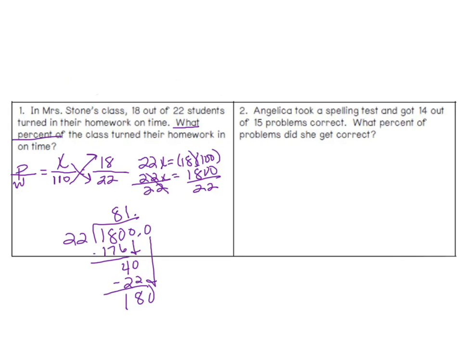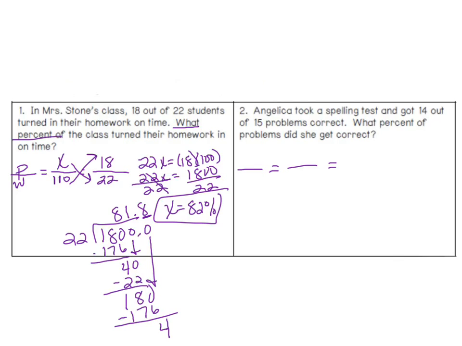Oh, and then look what's going to happen here. I'm going to put an 8 here, which is going to be 176 again. So I'm going to subtract it. I'm going to get 4. So this is going to be a repeating decimal. We're going to round it to the nearest whole. 81.8 is going to cause me to round up to 82% again.